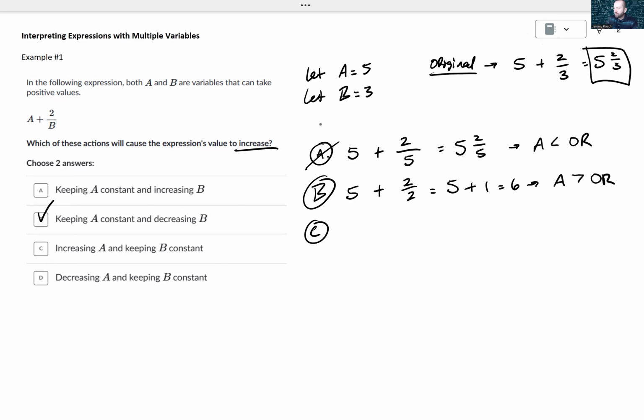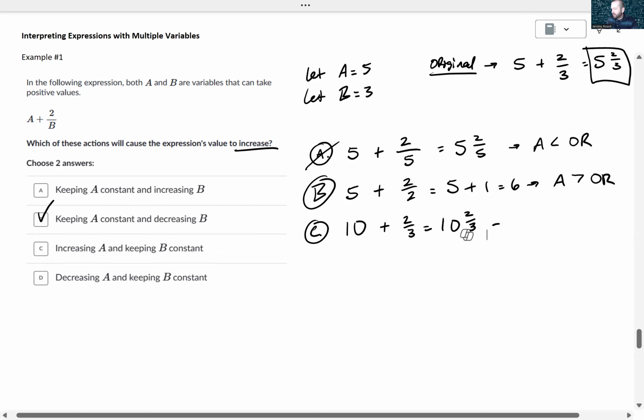And so that is one of our answers. Now if we try C, we're going to increase A. I'm just going to make A equal 10. And then it says keep B the same. Well, that's 10 2/3. And so that means that A is bigger than our original.